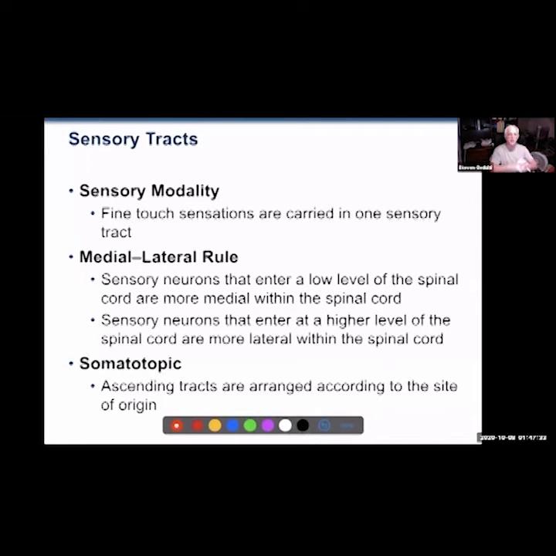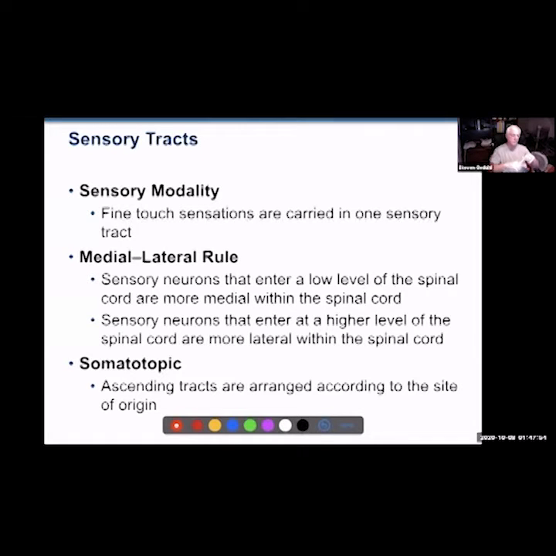So sensory modality: fine-tuned sensations are carried in one sensory tract. So each sensation has a different tract. Okay? Temperature, pain, pressure. Each sensation is carried in a different tract. That's arranged by sensory modality, what type of sensation you're feeling.